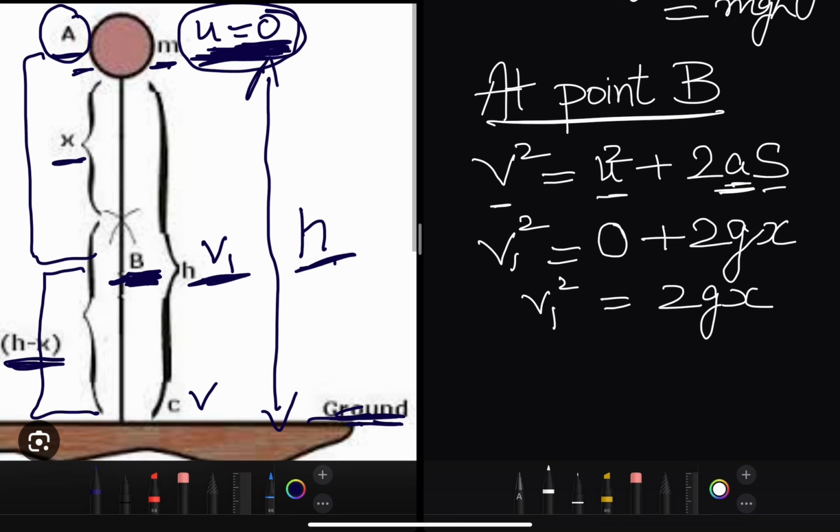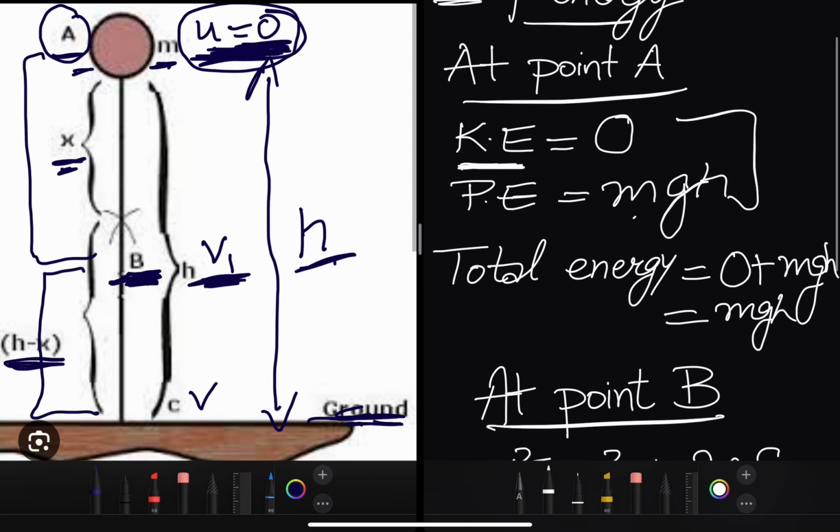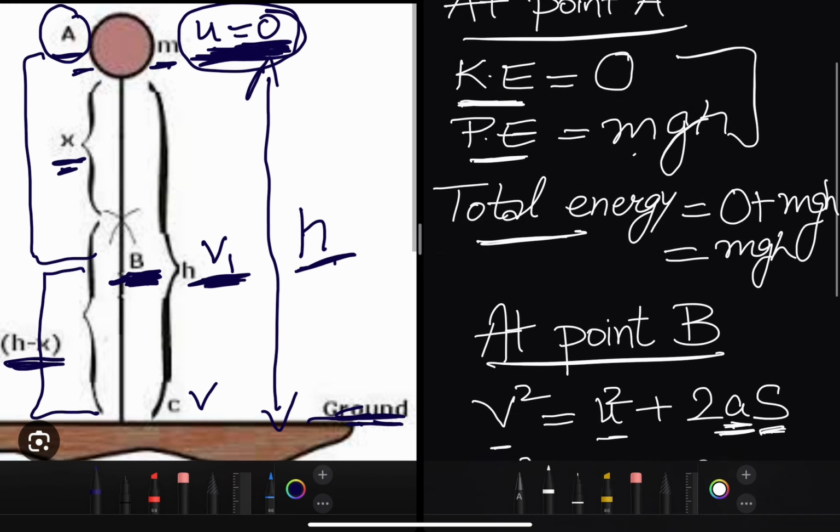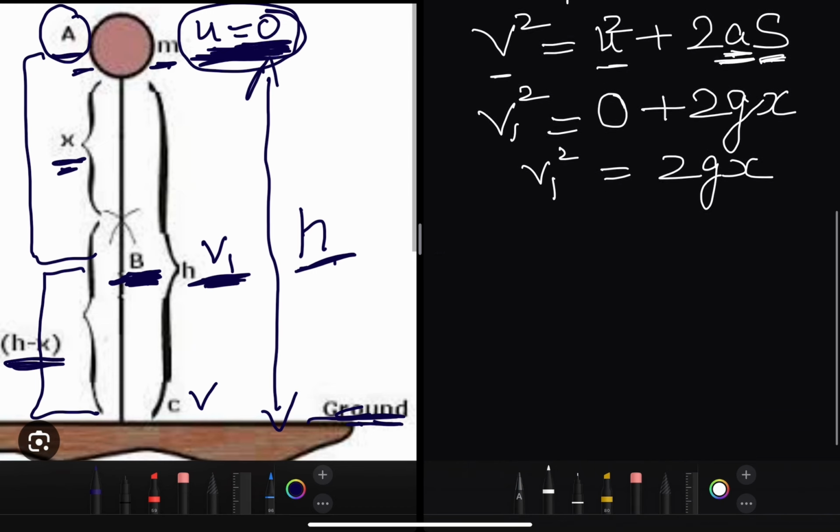I don't think so. Again I will explain. V square is equal to U square plus 2as. V is the final velocity, which at point B is V1. A is acceleration due to gravity, so it is replaced by g. S is what? The distance between these 2 points, which is x, and so I have written x. Clear? So let's move now. Okay, now we will find here, same as we have done earlier, kinetic energy and potential energy. Then we will find the total energy. Let's start with kinetic energy first.